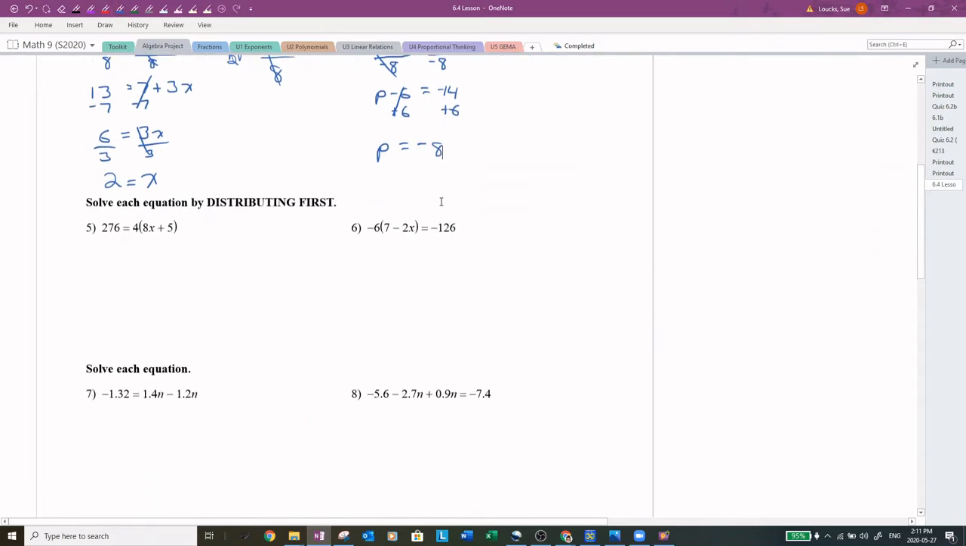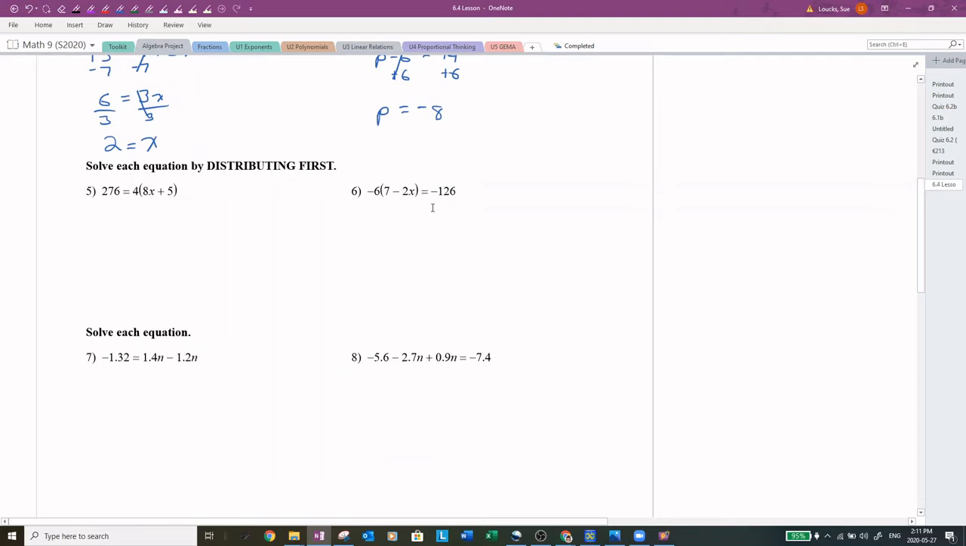These two we're going to distribute first. If you remember the distributive property, we've done this in a couple of different places. If you're struggling with the distributive property, please let me know and I can get you some specific practice just on distribution, because this is an absolutely critical skill to have going forward.